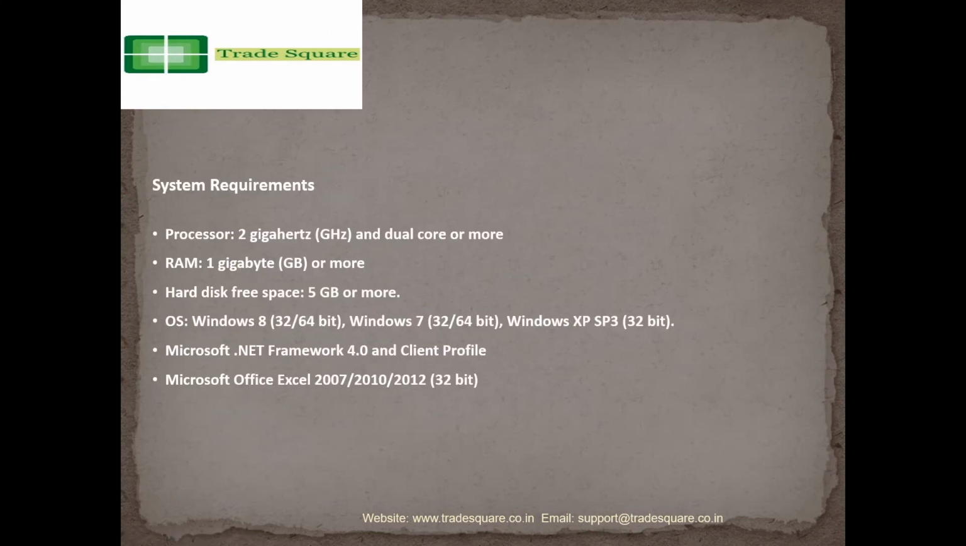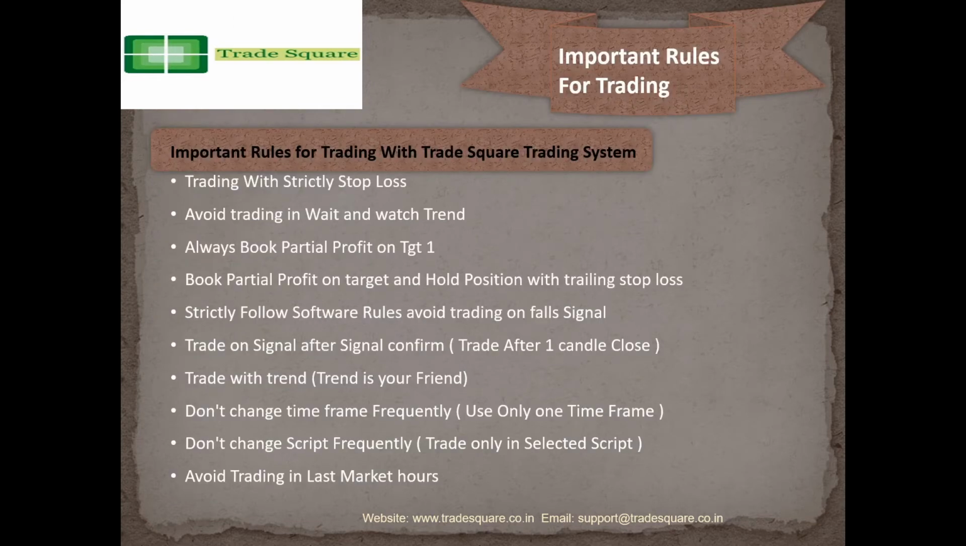These are the basic requirements. These are the rules. Rules are very important in life. So you can understand: trade with strict stop loss. Avoid trading in wait and watch trend. Always book partial profit. Book partial profit on target 1. Strictly follow software rules. Avoid trading on false signals. When the market gives you a false signal, don't trade.